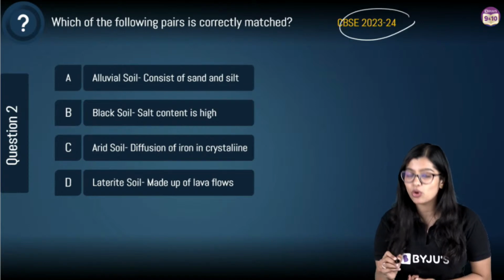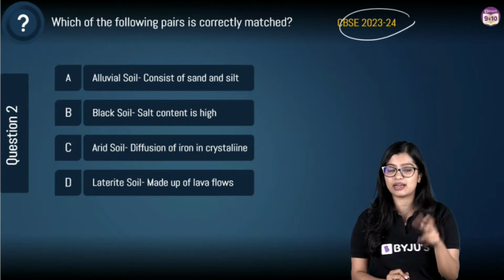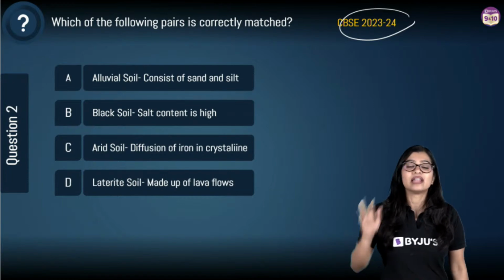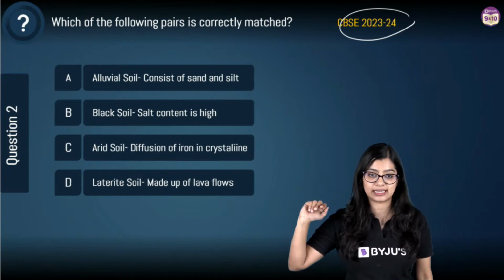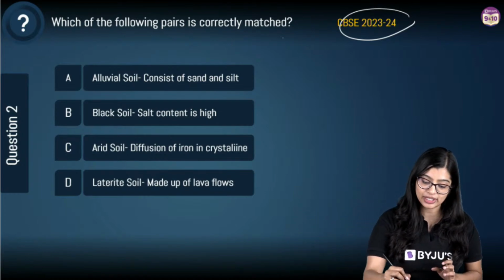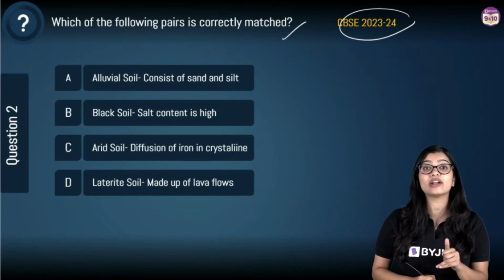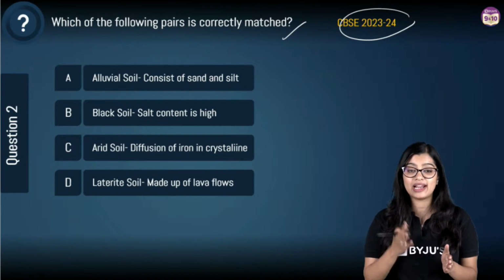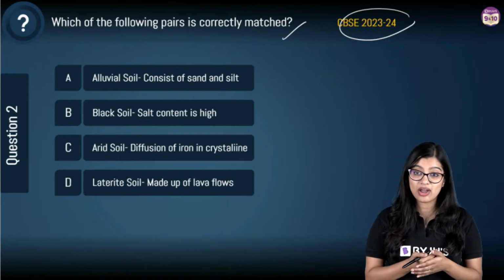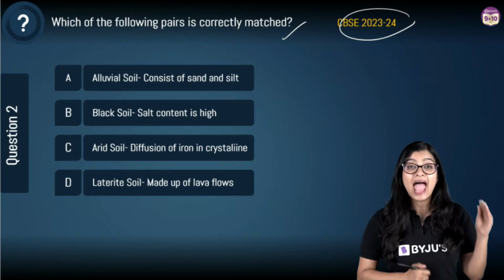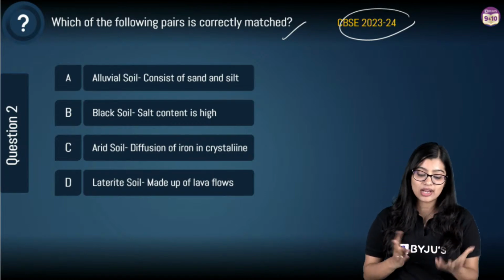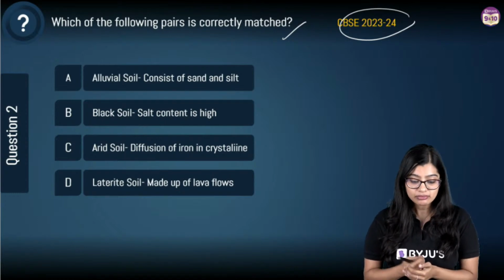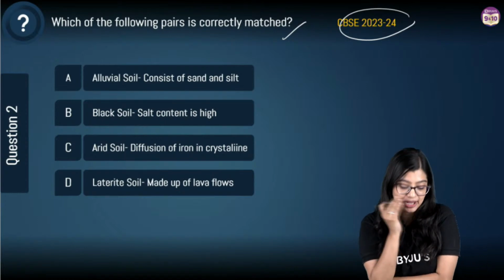If you see, you know that your paper comes in different sets. You have about 5 to 6 sets. In this case, similar questions will come slightly twisted in different sets. So next up we have which of it is correctly matched, and now it is based on characteristic. Alluvial soil has sand and silt, black soil has high salt content, arid soil has diffusion of iron and crystalline content, laterite soil is made up of lava flow. Which is correctly matched?